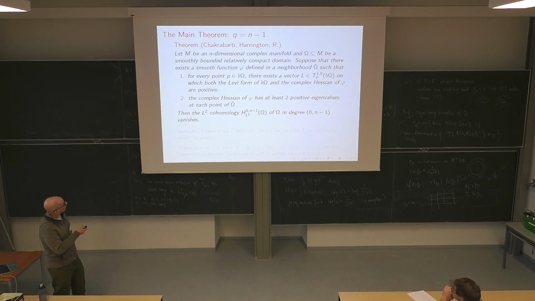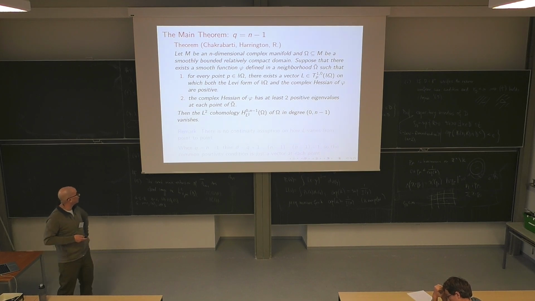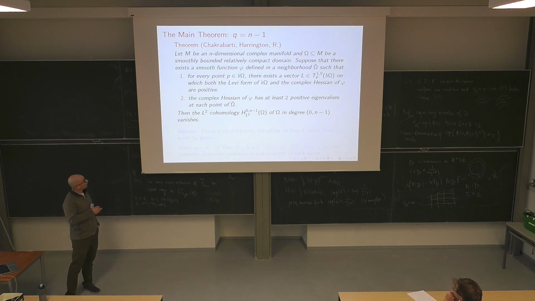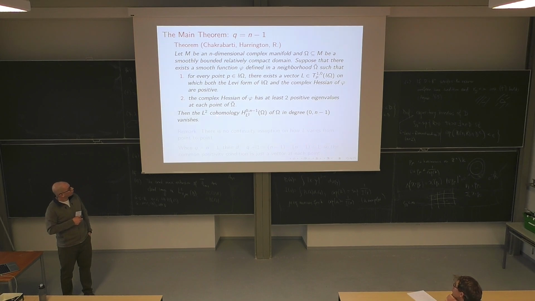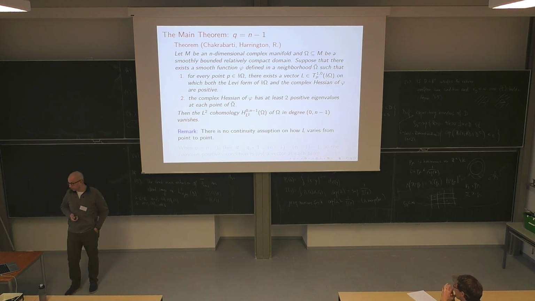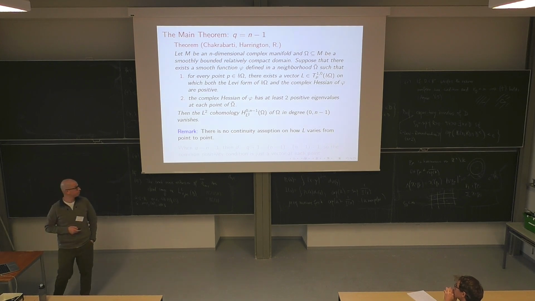And the complex Hessian has at least 2 positive eigenvalues at every point. Then the L2 cohomology at level n minus 1 vanishes, right? And the point is there's no continuity assumption on how L varies from point to point.